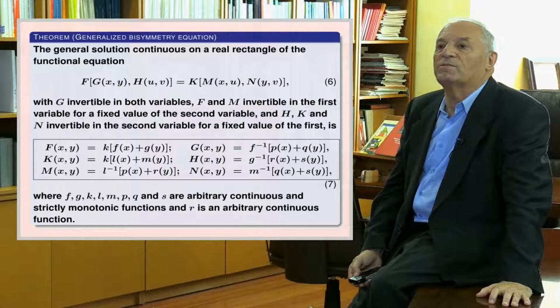Next, we deal with an important functional equation that states that operating with four inputs, X, Y, U, and V, we get the same result if we operate in two different forms, as indicated by the two right and left-hand sides of equation 6. Note that we make some assumptions about the invertibility of the involved functions. This theorem provides the general solution of this functional equation.